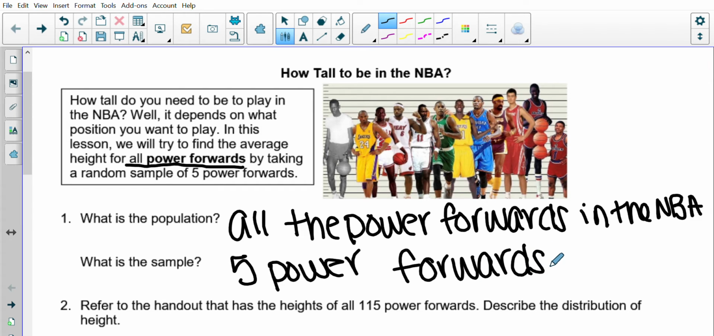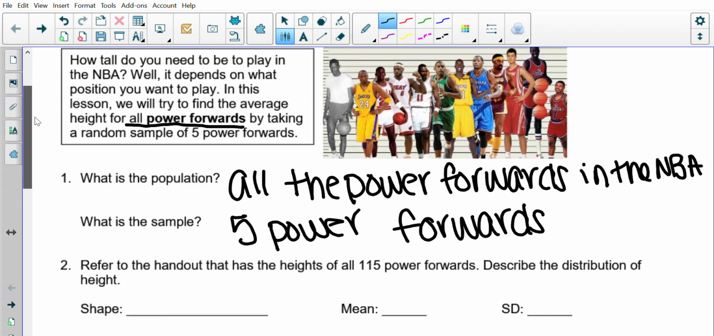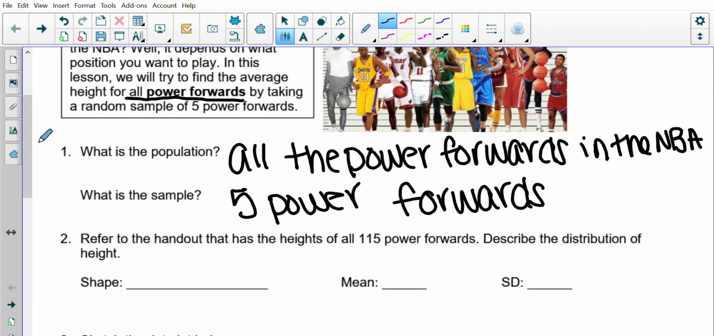Okay, now I want you guys to refer to the handout that has all the heights of 115 power forwards, and I want you to look at the distribution at the bottom left. What kind of shape is that? So the shape is approximately normal.